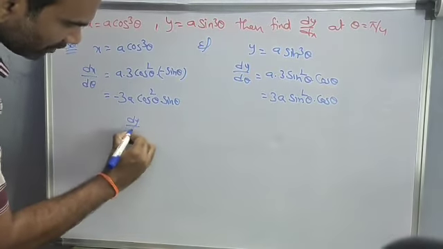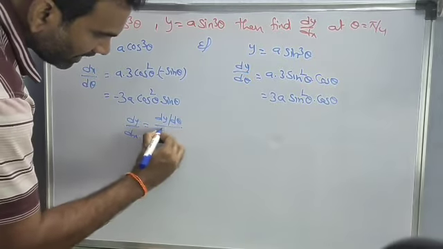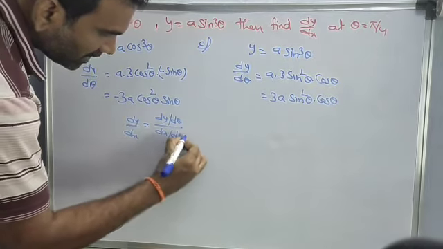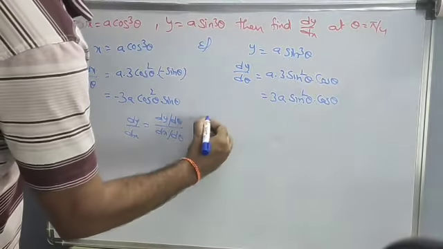Now dy by dx equals dy by d theta divided by dx by d theta. So here, what is the dy by d theta value?